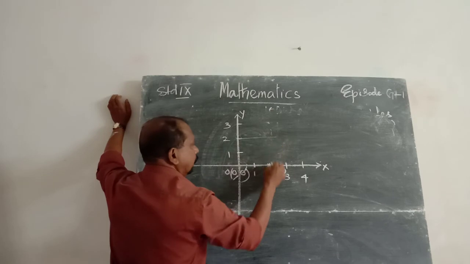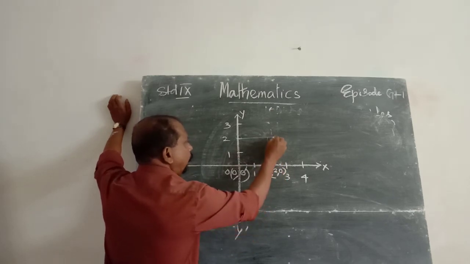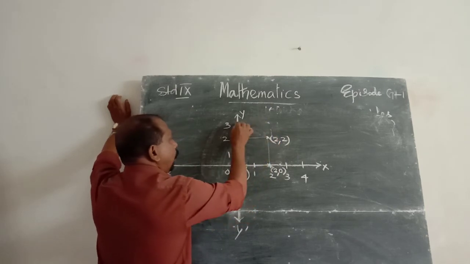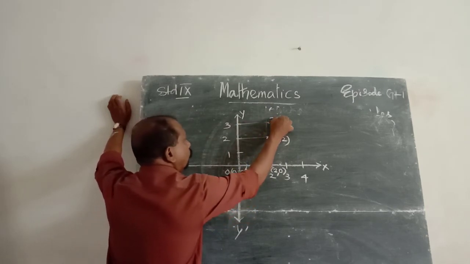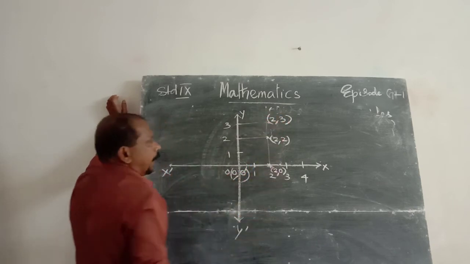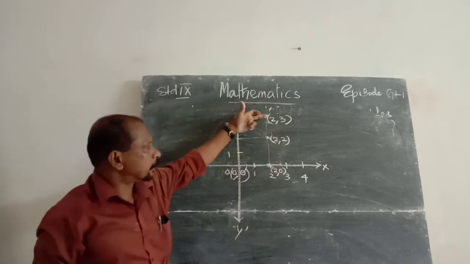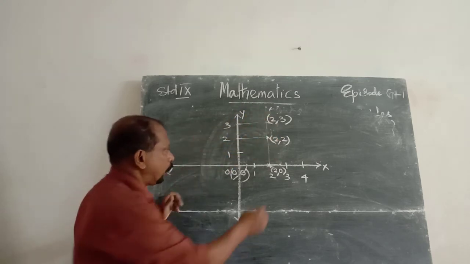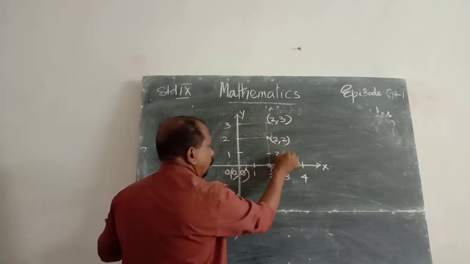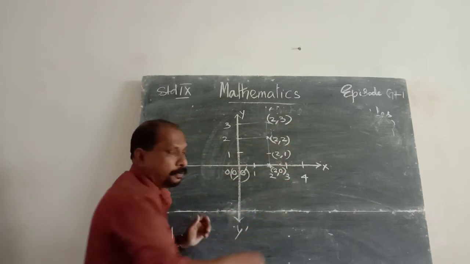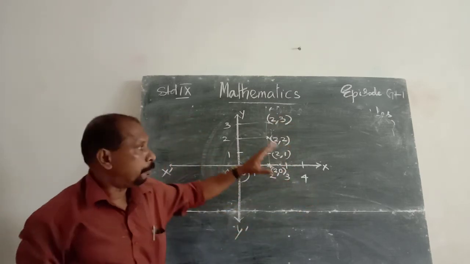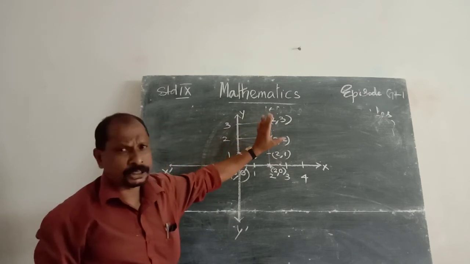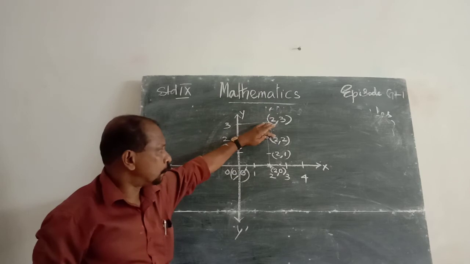Then this point is 2, 2. This point, that is 2, 3. That means all these points 2, 0, 2, 1, 2, 2, 2, 3. All the y coordinates are there, 0, 1, 2, 3, etc. But all the x coordinates are equal. X coordinate means the first value. All the values 2, 2, 2, 2.